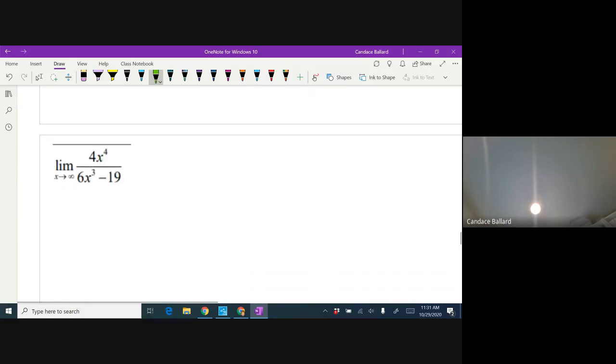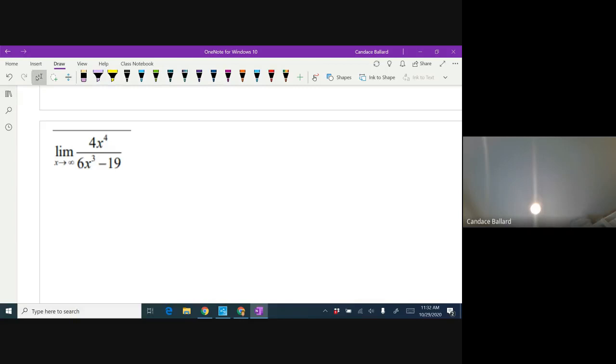Okay, looking at this one here. So what do we notice? Look at the exponents. Is the top number bigger, the bottom number bigger, or are they equal? Good job. The top number is bigger. So if the top number is bigger, what does that mean my limit is going to be?